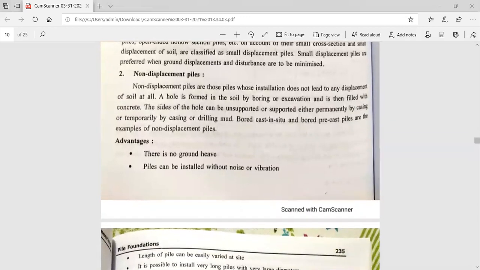Next is the non-displacement pile. These are piles whose installation does not lead to any displacement of soil at all. To start with, a hole is formed in the soil by boring or excavation, and then it is filled with concrete. The sides of the hole can be unsupported or supported, either permanently by casing or temporarily by casing or drilling mud. Bored cast in situ and bored precast piles are examples of non-displacement piles.